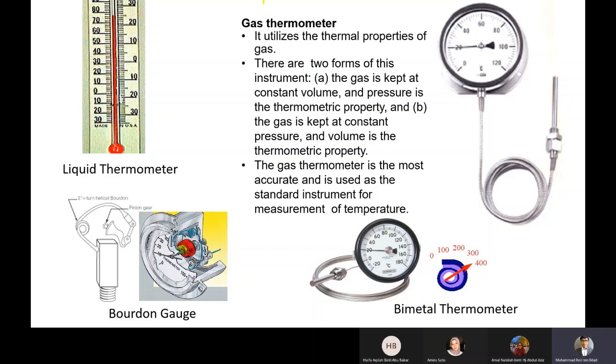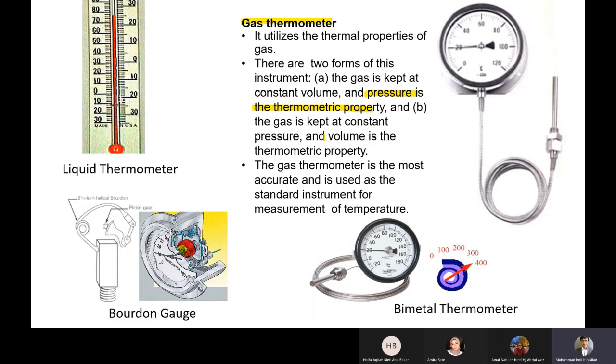There is a gas thermometer, the same thing with gas. When the temperature of the gas changes, the pressure can change if the volume is kept constant. Conversely, we can change the volume while maintaining the pressure constant. That way, we are able to trace the change in temperature from the change in pressure or in volume.